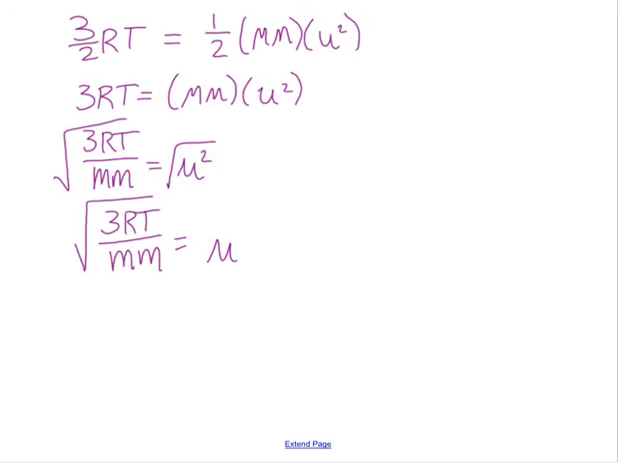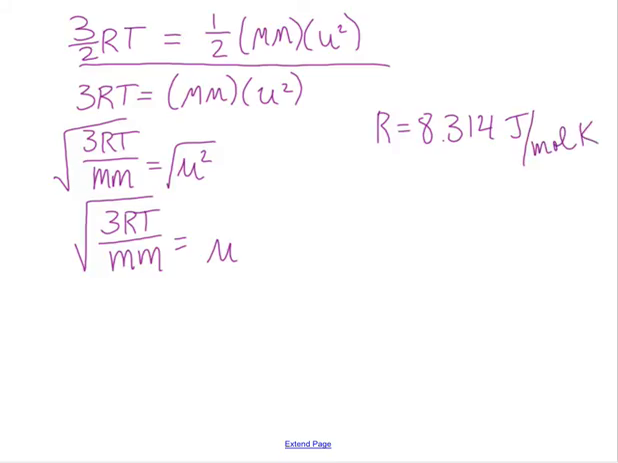Okay? Now let's talk about units here and the importance of the use of R. In this case, we're going to use the energy R. Why we're using the energy R is due to the fact that this is based on kinetic energy. And so R is equal to 8.314 joules per mole K.